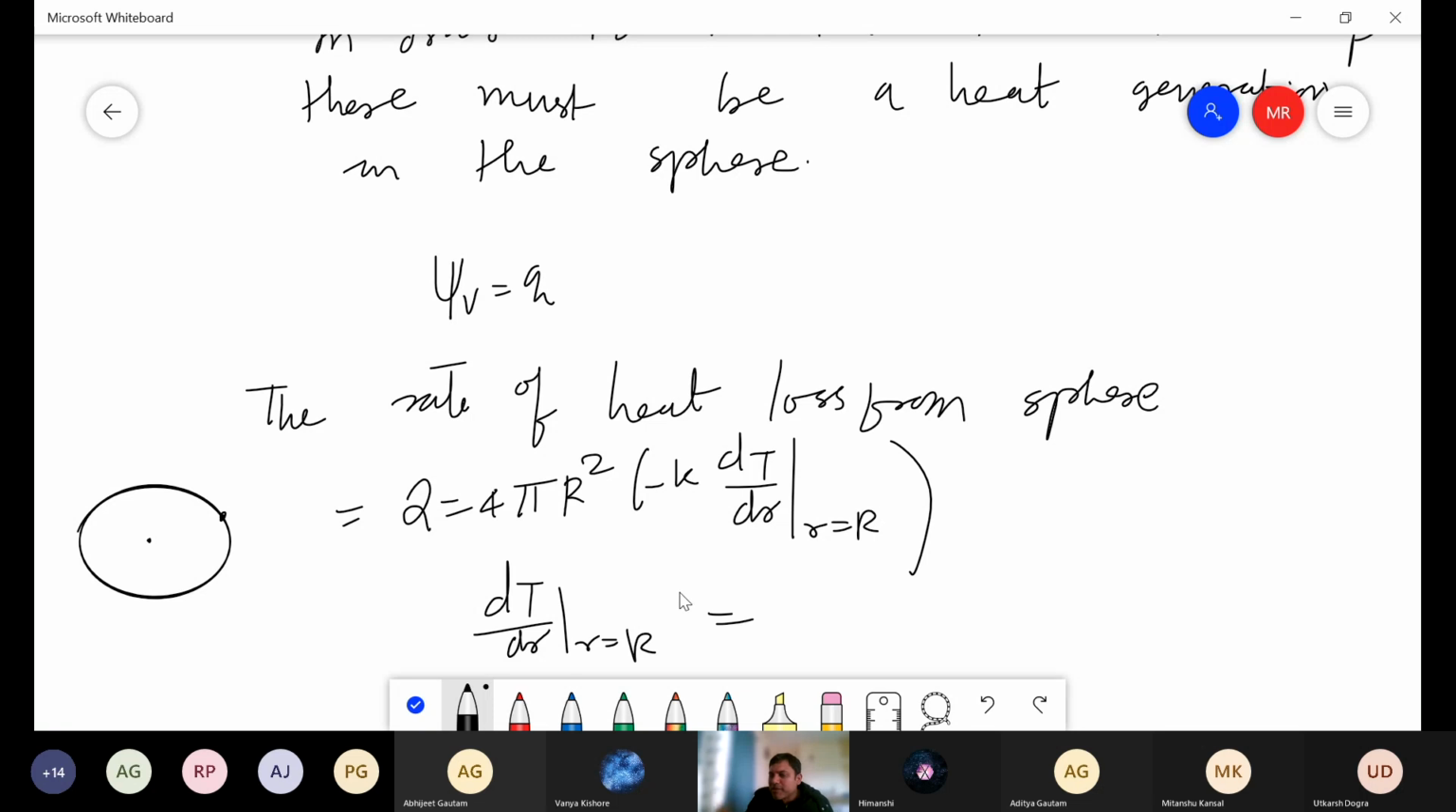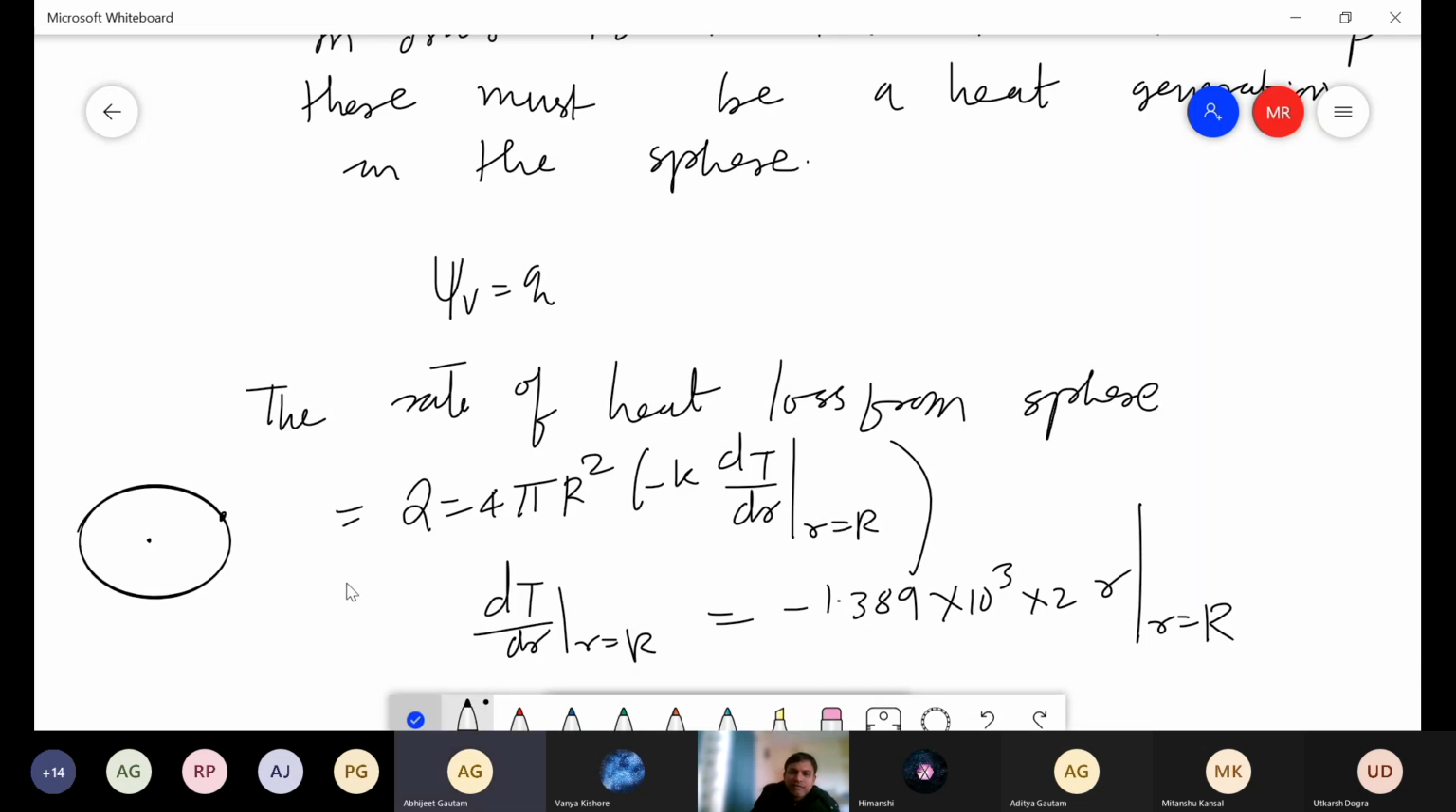Now dt by dr at r equals R, that we can calculate. So remember, the temperature distribution function is given. So you can differentiate that with respect to r. What you are going to get is minus, so the equation is 1.389, isn't it? So I'll just write down 1.389 into 10 raised to power 3, r square is there. So differentiating with respect to r will be into 2r, and that has to be calculated at r equals capital R. Do you all agree? Yes, sir.